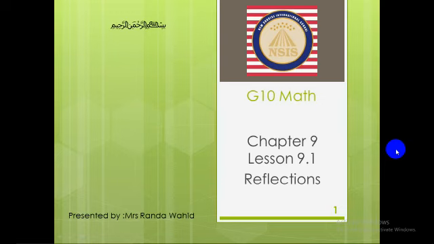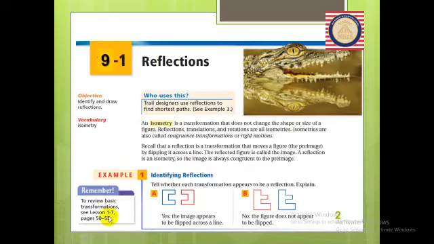Today we are going to continue our lessons in the fourth quarter. Today's lesson is chapter 9, lesson 9.1, reflections. Okay, let's start the lesson together.